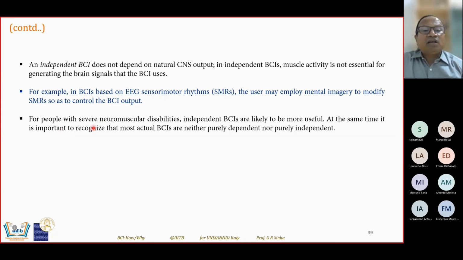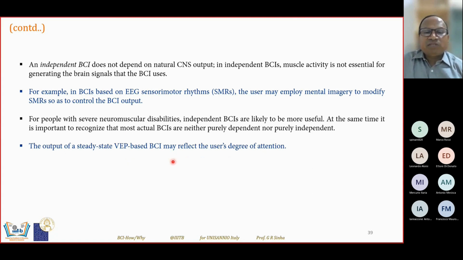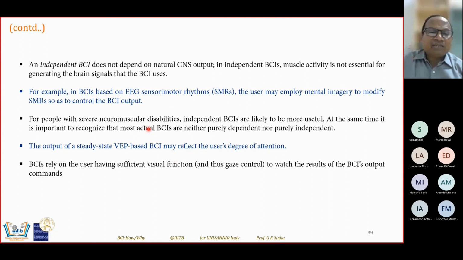For people with severe neuromuscular disabilities, independent BCIs are likely to be more useful. At the same time, it is important to recognize that most actual BCIs are neither purely dependent nor purely independent. The output of a steady state VEP based BCI may reflect the user's degree of attention, because it depends on gaze, eye gaze. BCIs rely on the user having sufficient visual information.